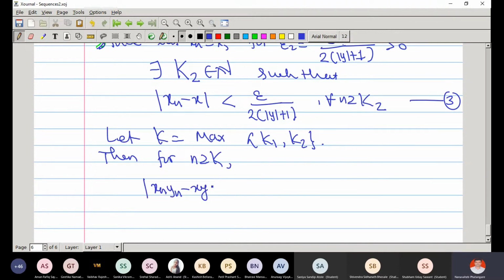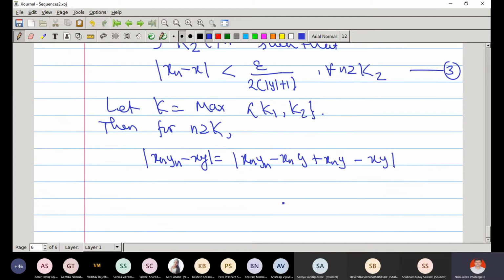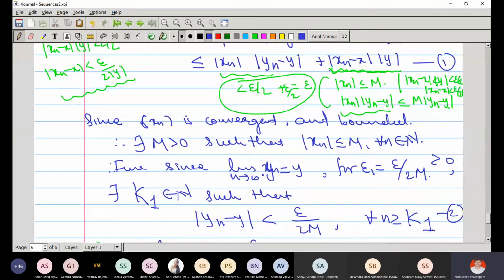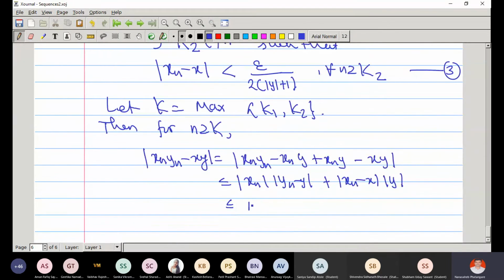xn yn minus xy is xn yn minus xn y plus xn y minus xy. Add and subtract, just as we did in the previous one. So this is less than or equal to absolute value of xn into absolute value of yn minus y plus absolute value of xn minus x into absolute value of y. But we know that xn is convergent, so it is bounded. So there is a number m such that all absolute values of xn are less equal m. So ultimately this is less equal to m times absolute value of yn minus y plus absolute value of xn minus x times absolute value of y, right?